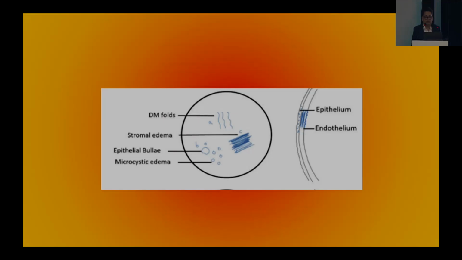So I am corresponding the colors. Whenever there is epithelial edema, it should be blue color dots corresponding to the epithelial one. Whenever DM folds, there are blue lines. Whenever stromal edema, a blue color zone is there, and epithelial bullae like this picture.